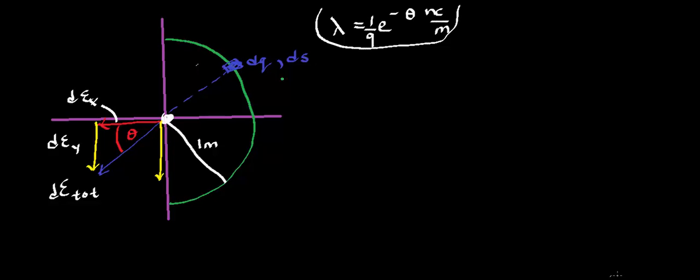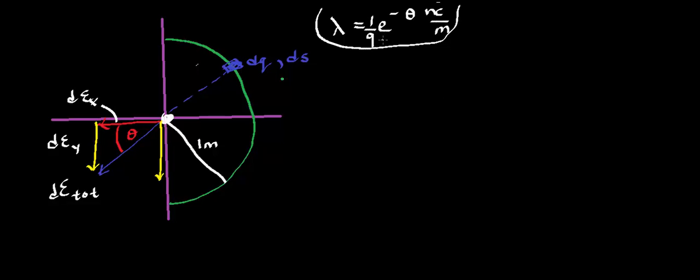Welcome back. In this video, we're going to look at the electric field produced at the origin, but in this case we're going to have a charge density that is not uniform. In the last video, we looked at a charge density that was uniform, meaning it didn't depend on what position you were on the rod. But in this case, you can clearly see that it does.